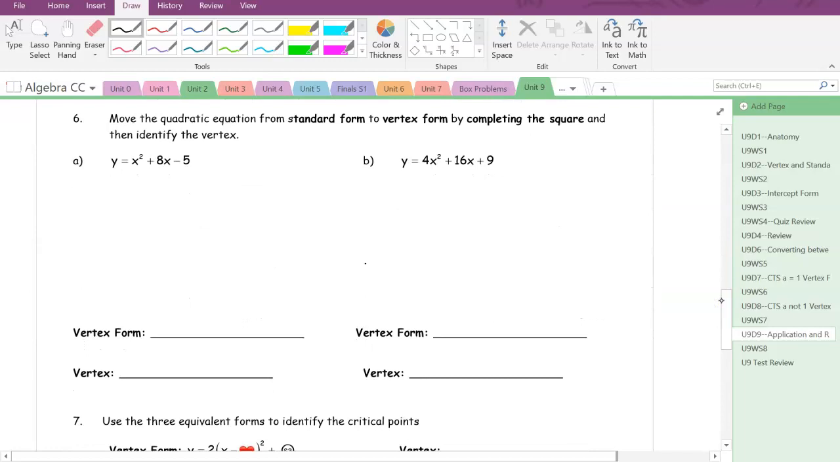All right, now we're going to re-practice moving into vertex form, which uses completing the square. So we have one where an a value is 1. This is going to be a little faster. And we have the second one where we do have a 4 out in front. Remember, I like to move that number over first. And then we're taking our b value, divide it by 2, square it. That's what we're going to add on to both sides.